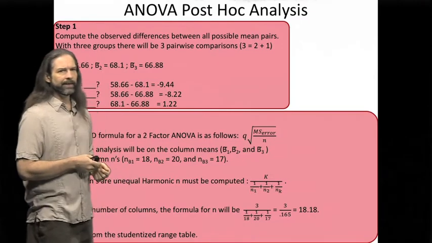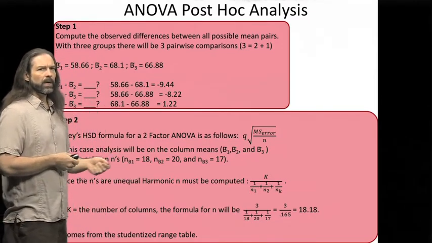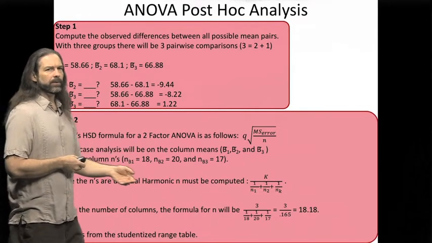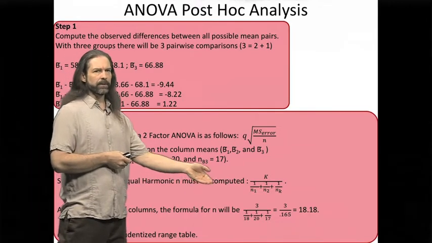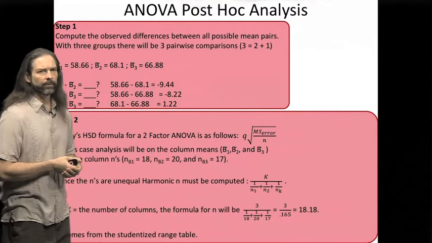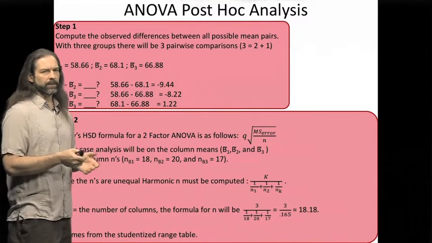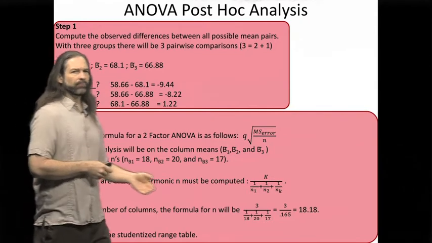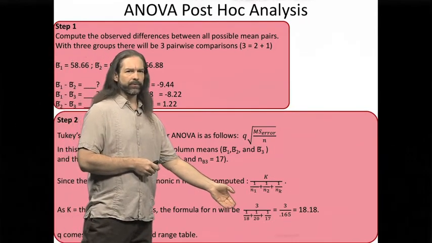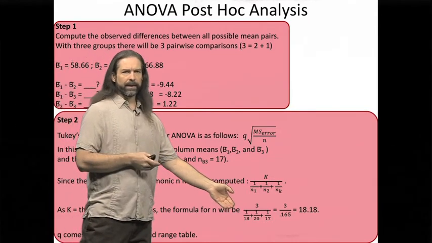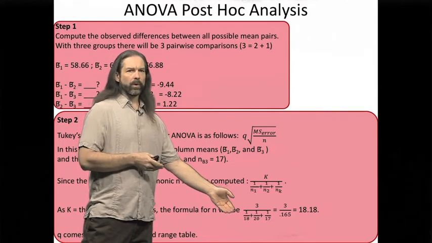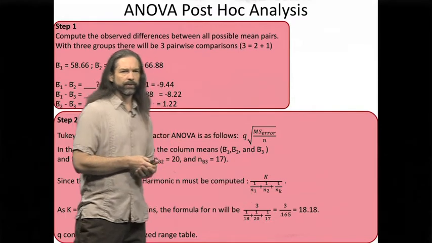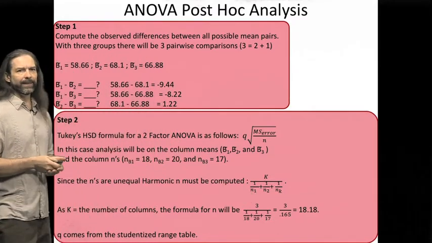Remember, if you have unequal N's in the different conditions, in this case I do, I have 18, 20, and 17, I'm going to need to use that harmonic N formula to calculate the appropriate N for the formula. So I'm not going to spend time on this because we've already done that in previous videos. I've plugged in the values, so I've got 3, the number of groups that we have, the number of columns, over 1 divided by 18, 1 divided by 20, and 1 divided by 17. When I do that computation through, I get 18.18.